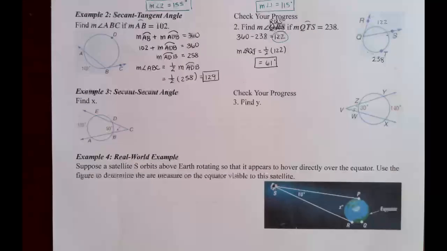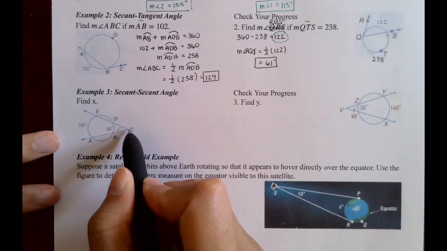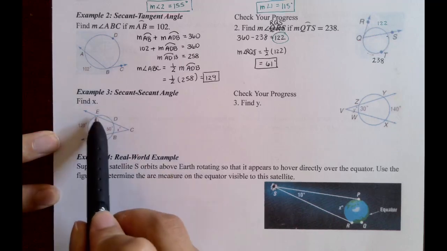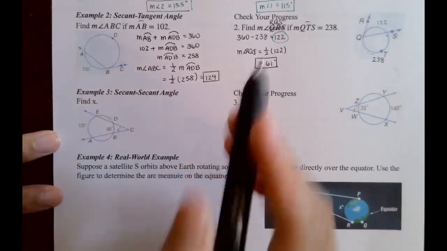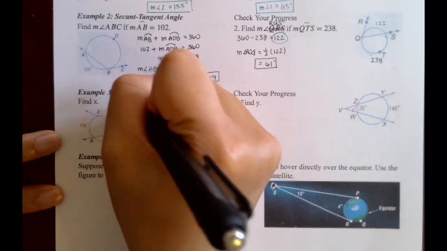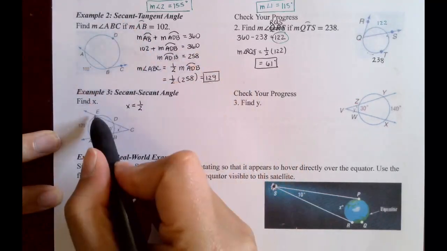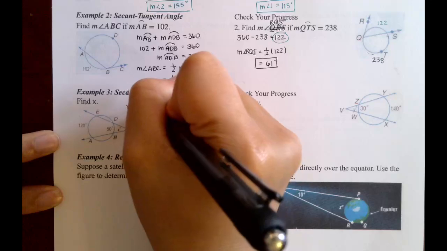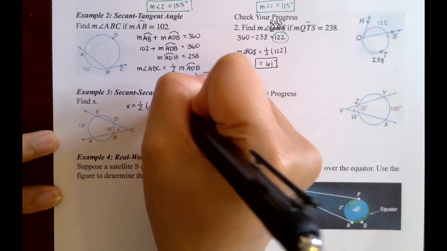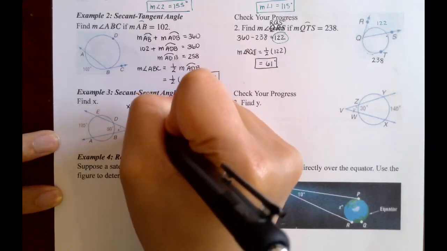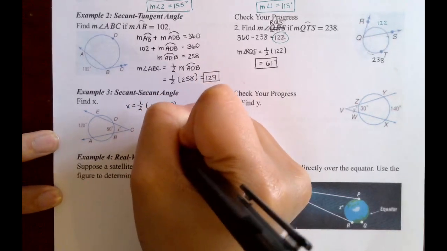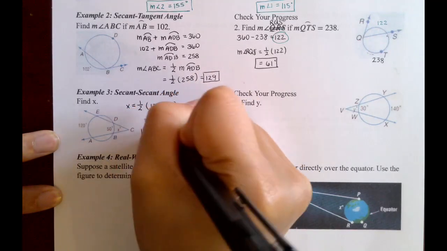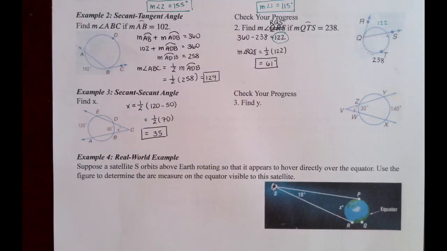So here, we want to find what x is. Note that they're both secants, touches it twice. Intersects outside, so this angle is going to be half of the difference of the two arcs. So it's going to be 120 minus 50. 120 minus 50 is 70, and half of 70 is 35. So x equals 35. And there you go.